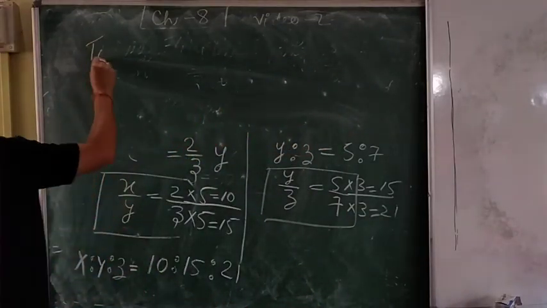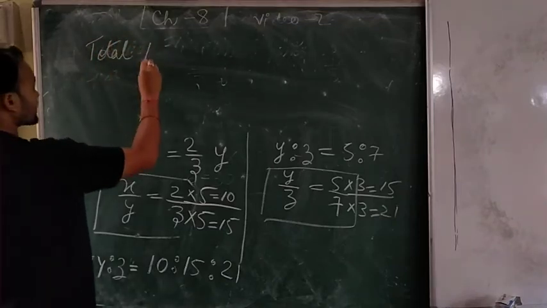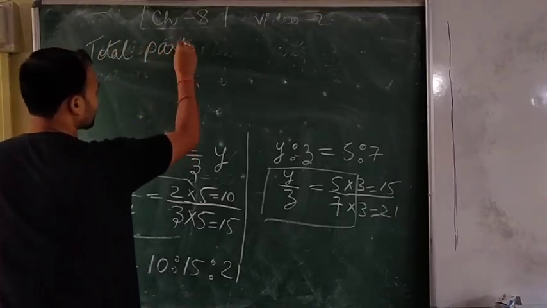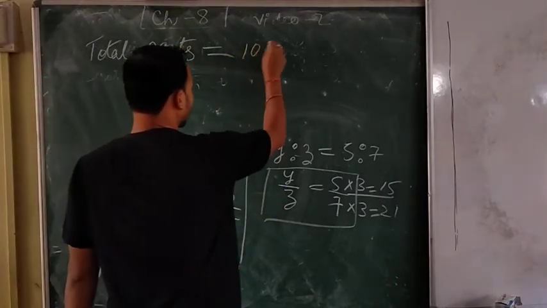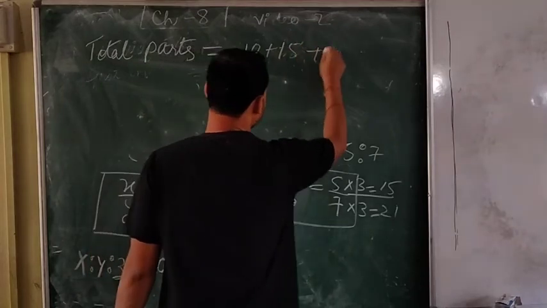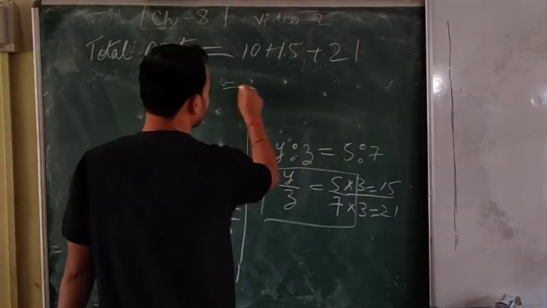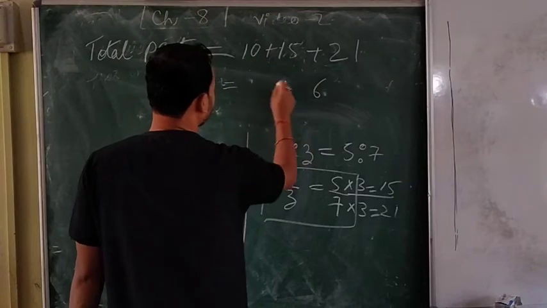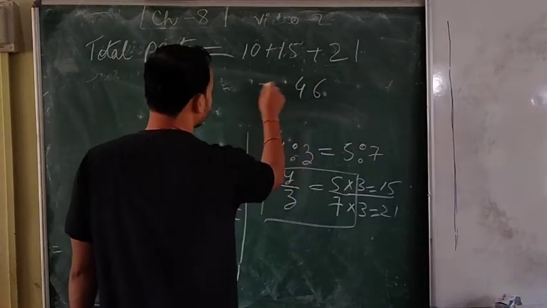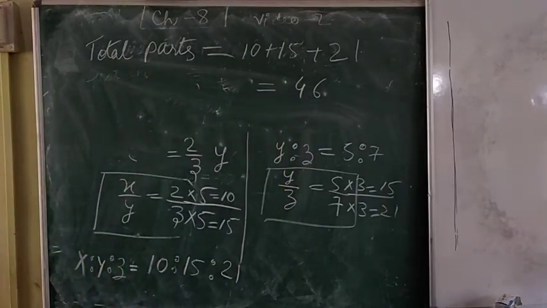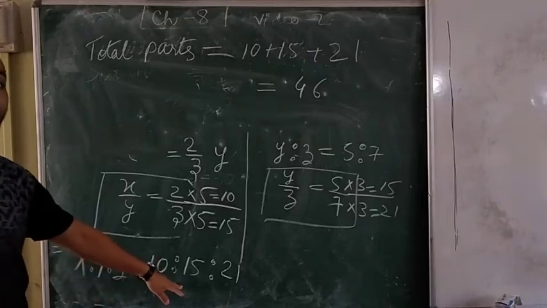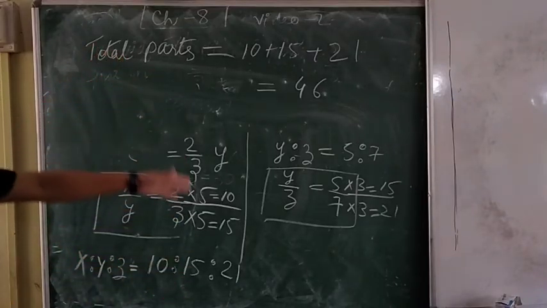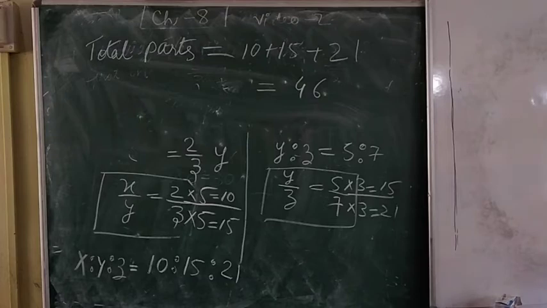Total parts. What is the total parts? 10 plus 15 plus 21. It is 46. 46 is our total part. Out of 46, X is having 10 parts. Out of 46 parts, Y is having 15 parts. Out of 46 parts, Z is having 21 parts.